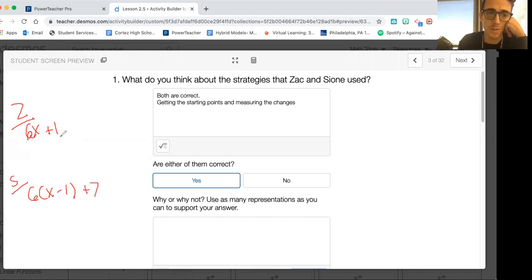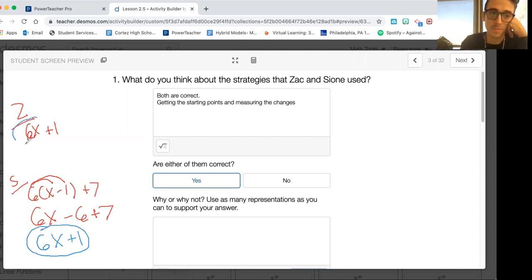This is a 6, believe it or not. I think that these are equivalent because if I distributed 6 to these two terms, this would get us 6x minus 6 plus 7. Red is an aggravating color to write with, so I'll switch to blue. Negative 6 plus 7, I can just rewrite that to positive 1. Boom, they're equivalent. Lo and behold.